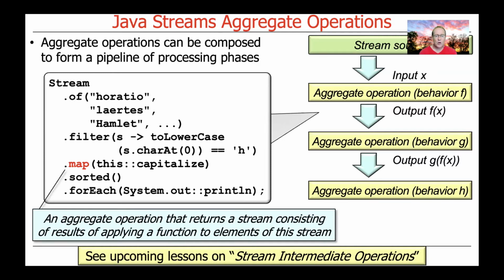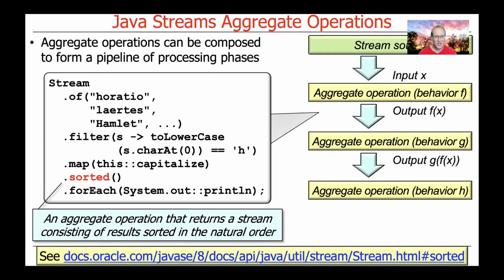And then that gets connected to and piped through the map intermediate operation. That returns a stream that consists of the results of applying the mapping function to every element in the stream. So in this particular case, we're going to capitalize the elements so that they have a canonical capitalization scheme where the first character is capitalized and everything else is lowercase.